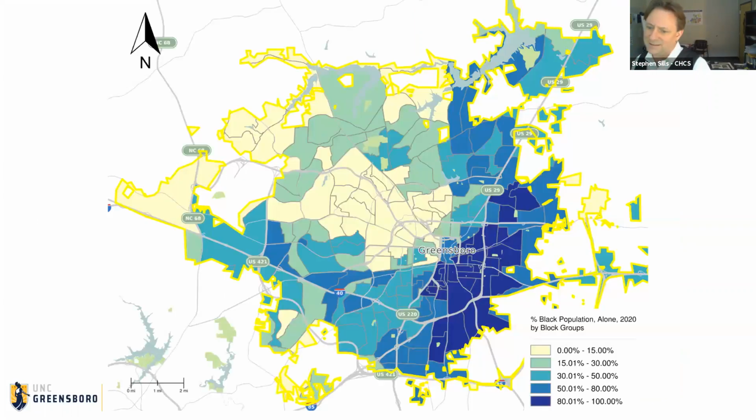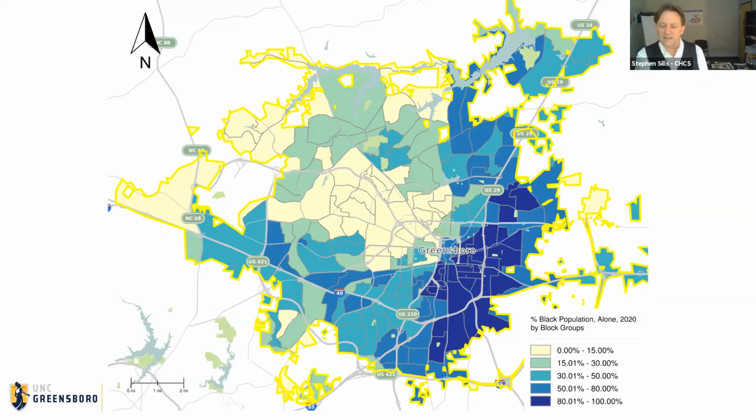Here's Greensboro today. This is 2020 American Community Survey data. So it is the most recent census data available. And we see that in neighborhoods in East Greensboro, this is at the block group level, so the neighborhood level, neighborhoods in East and Southeast Greensboro are 80% or more African American alone. This means someone is checking just the box, Black or African American, on a census survey in these neighborhoods in East and Southeast Greensboro. This is the pattern that we saw in the 1920s, in the 1870s, and before.